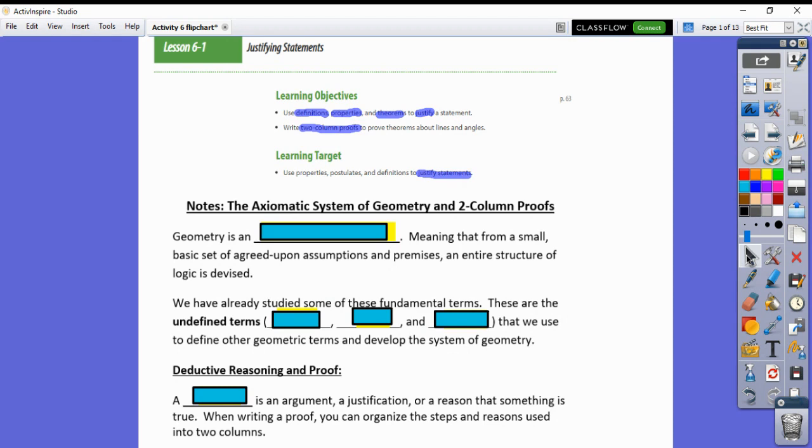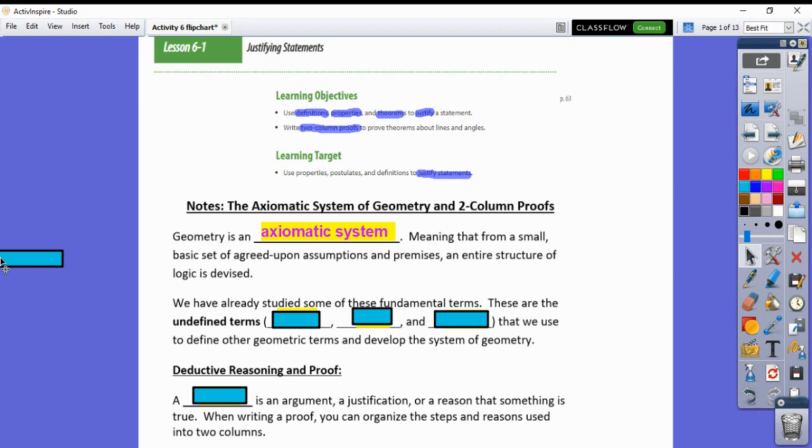You might want to jot down some of these tips, and this also refers back to some of the terms that we've seen before. So geometry is an axiomatic system. Axiomatic system means that from building blocks, just like a building is built with the first floor first, and then you lay a good foundation for the second floor, and then the first and second foundation form a foundation for the third floor. Geometry is built the same way. From a small basic set of agreed upon assumptions and premises, we can get an entire structure of logic that builds up everything that we know about in geometry.